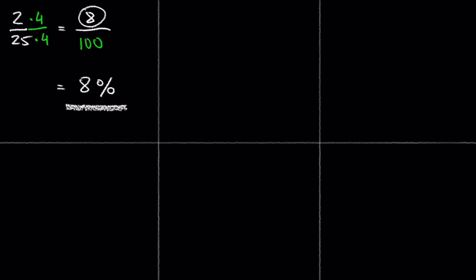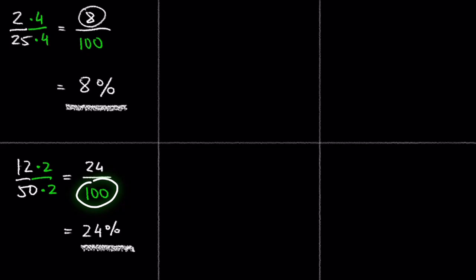Let's look at the next example, 12 over 50. Again, how can we get 100 out of the 50? Just multiply 50 by 2 to get 100. And 12 multiplied by 2 is 24. So we get 24 over 100, which we can then write as 24%. Because we have 100 in the denominator.